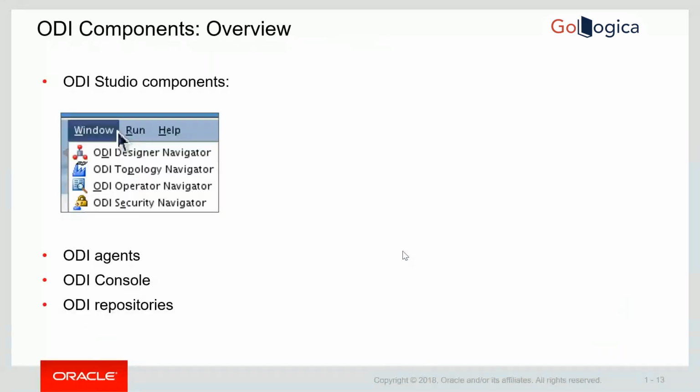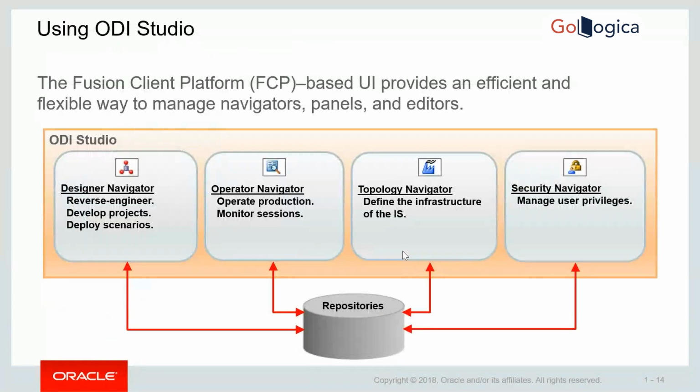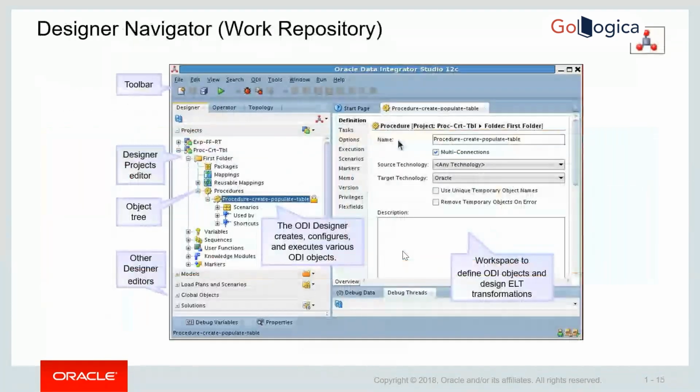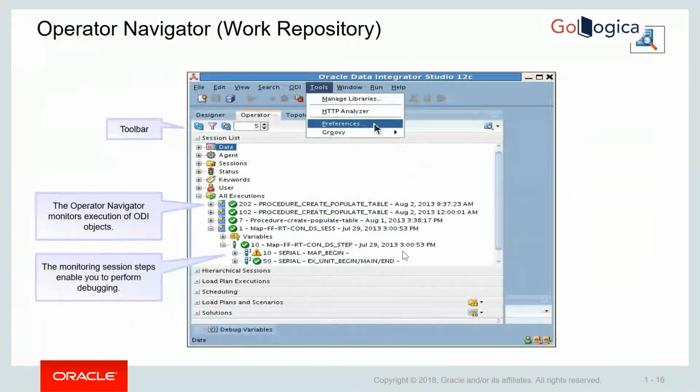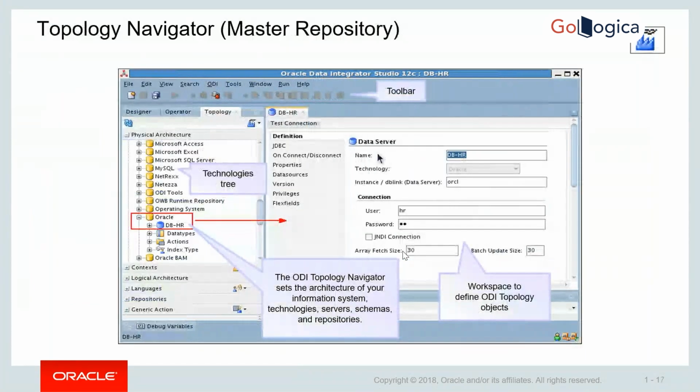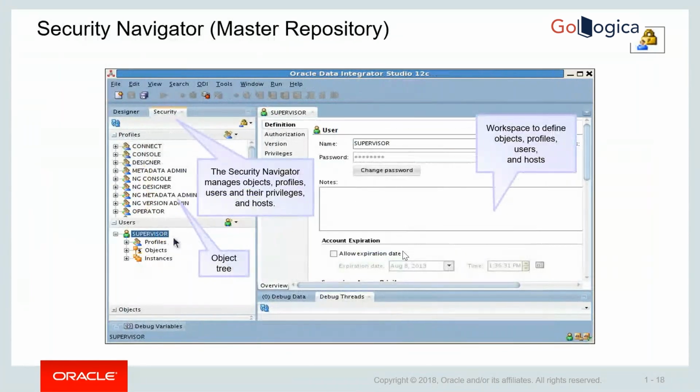These are the ODI components in ODI Studio, all connected to my repository. This is my Designer navigator, which uses my work repository. The Operator navigator also uses my work repository, where we can see my execution logs. This is my Topology navigator, where we define my infrastructure. The Security navigator is where we define security-related objects like profiles, users, and the privileges.